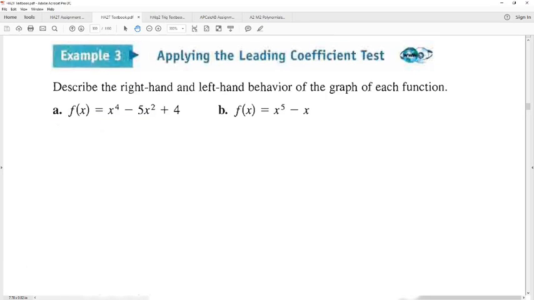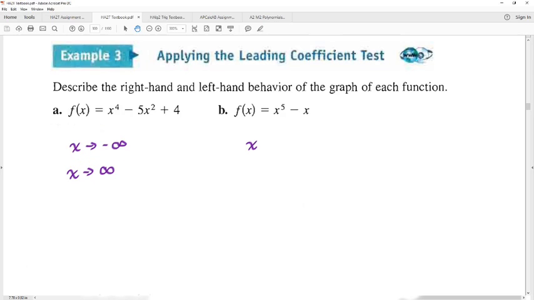More practice with end behavior. Before I give you guys the answer, before I talk about the answer, no matter what, you're going to have to describe the left side and you're going to have to describe the right side. What is happening as x is going to negative infinity, which is the left side, and what is happening as x is approaching positive infinity, which is the right side.